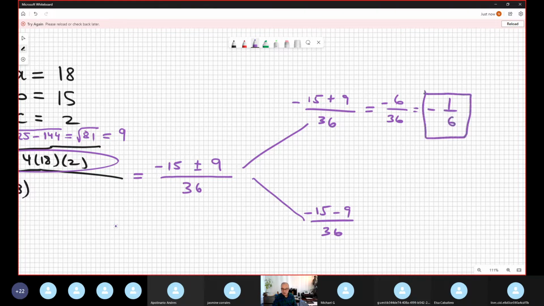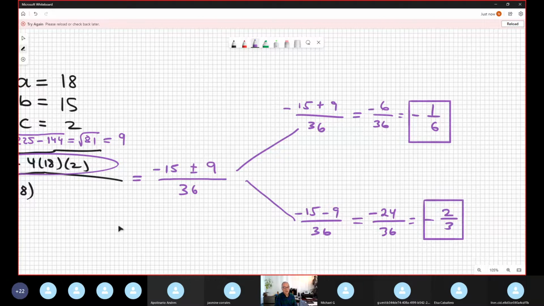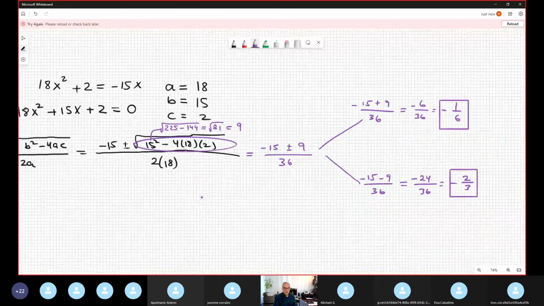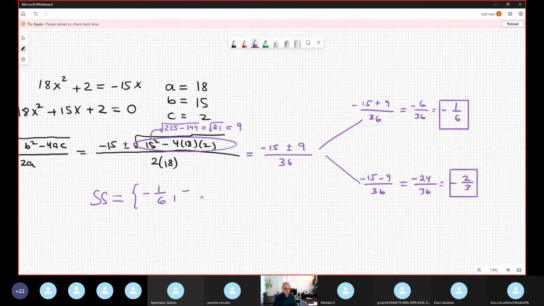This is my first solution. And this is now negative 24 divided by 36. We can reduce to lowest terms, of course. Divided by 12, it is negative 2/3. And the solution set is negative 1 over 6, comma, negative 2/3. So the solution set for this equation is negative 1 over 6, comma, negative 2/3. Beautiful.